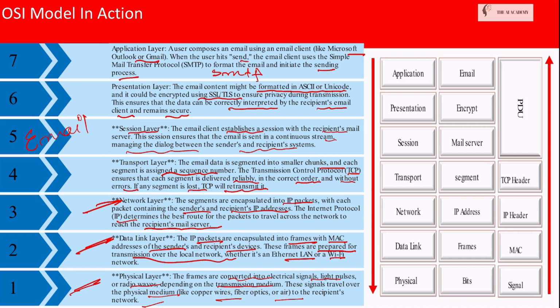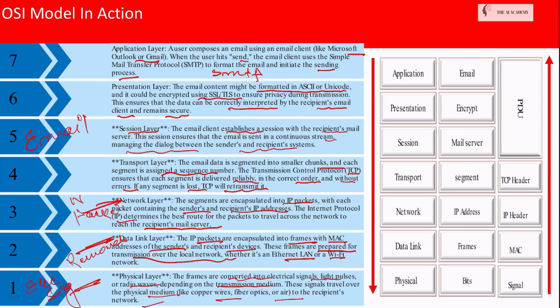When the recipient's mail server receives the data, the process is reversed. At the physical layer, the server receives the electrical signals, light pulses, or radio waves and converts them back into data frames. At the data link layer, the server removes the data link header and trailer, processes the frames, and passes the packets to the network layer. At the network layer, the server removes the network header, processes the packets, and forwards the segments to the transport layer.